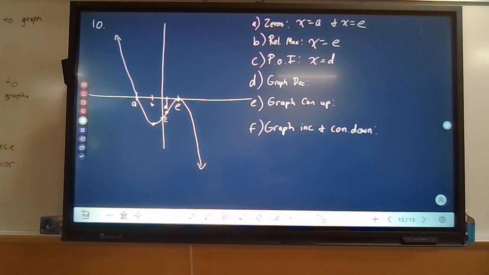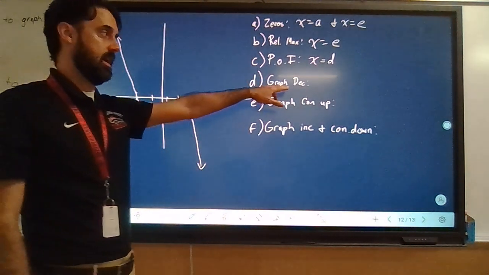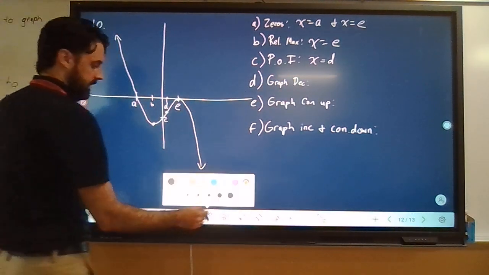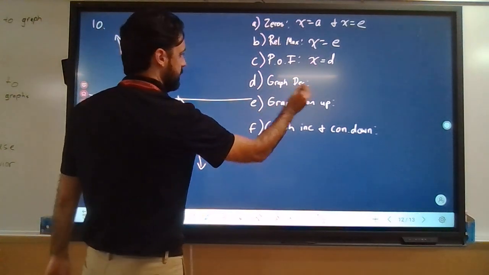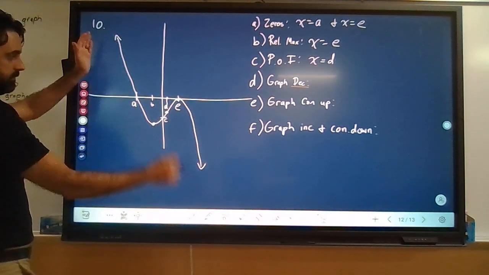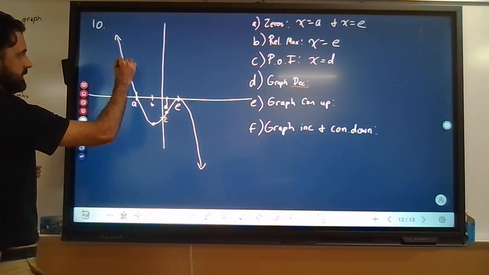All right, D is asking when the graph is decreasing, not the rate of change, but the actual graph here. So let's see, I'll highlight this in yellow. So we're looking for when the graph is decreasing. We go from left to right. As we go from left to right, this graph is moving down.